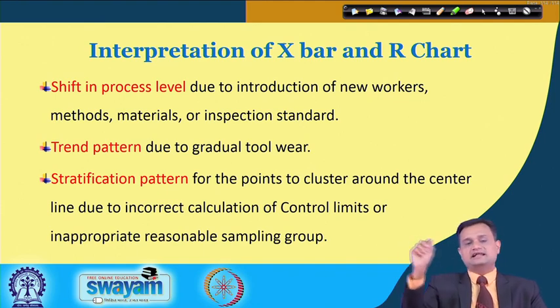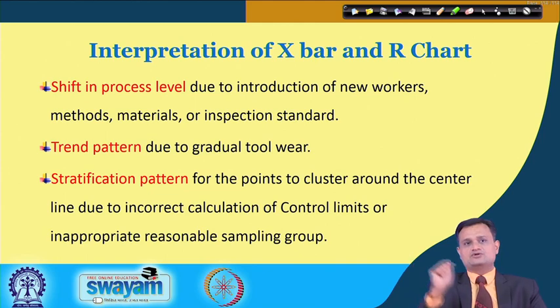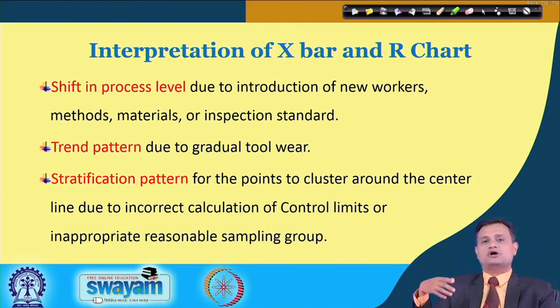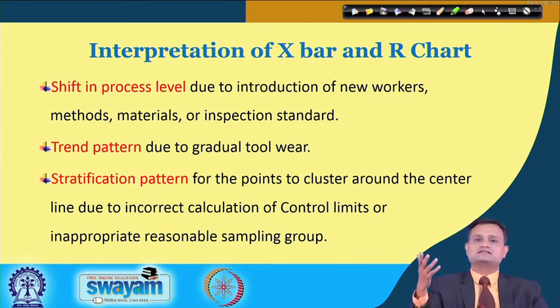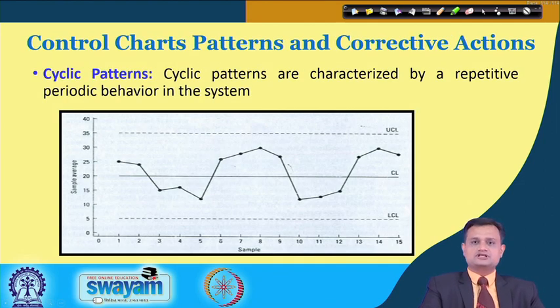So, you have a center line, and you will find that points are forming a cluster around the center line due to incorrect calculation of the control limits or inappropriate, say, reasonable sampling group. So, these are a couple of reasons. Let us try to see each one through a picture so that the idea becomes extremely clear.